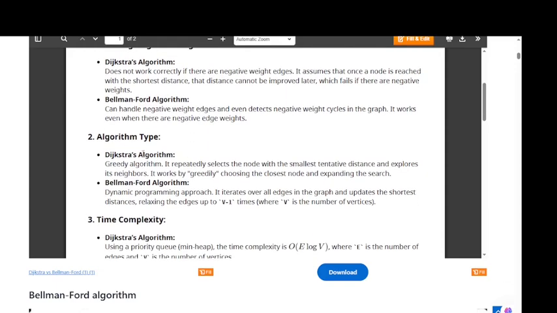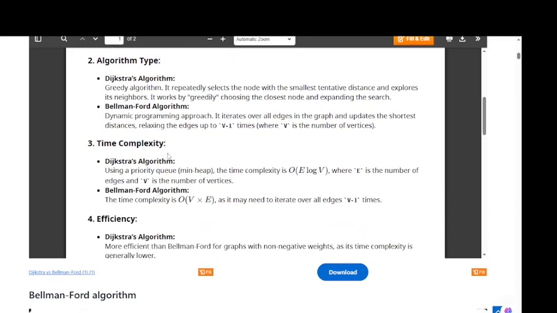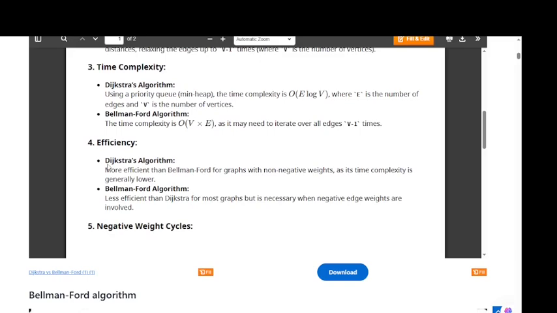Okay, and then algorithm type. Dijkstra algorithm follows greedy strategy, greedy method. Bellman-Ford algorithm uses dynamic programming strategy. Paradigm wise, then time complexity: Dijkstra algorithm takes O(E log V), whereas Bellman-Ford O(V into E). Okay, efficiency. Dijkstra algorithm is obviously more efficient than Bellman-Ford, but Dijkstra algorithm has to be provided a graph with no negative cycle and non-negative weights. In both cases, Dijkstra will fail. Bellman-Ford will fail in a negative cycle, but negative weights it can handle.